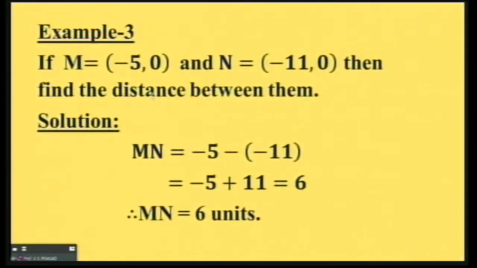One more example we will take. Let M be (-5, 0) and N be (-11, 0). Note that here both the points are lying on the negative side of the x-axis. So in that case the distance between them is MN is equal to, now I am taking minus 5 first, then minus of minus 11, that becomes plus 11. So minus 5 plus 11 is actually equal to 6. Therefore the distance between M and N is given by 6 units.